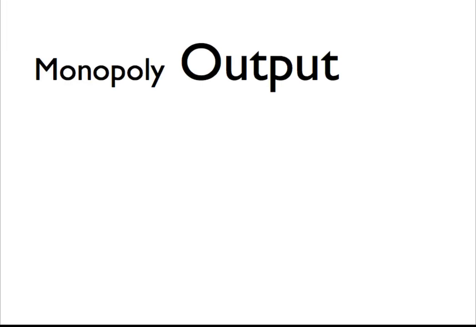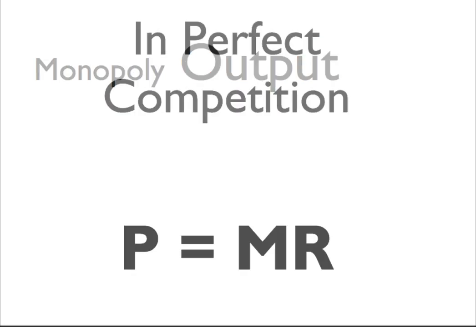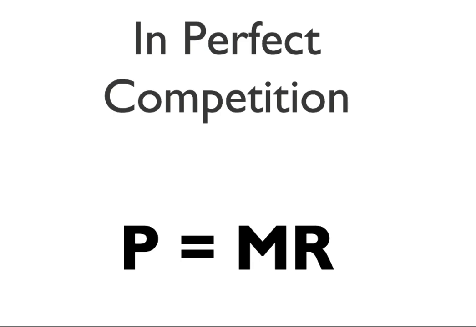What is the output difference between a perfectly competitive firm and one with market power, such as a monopoly? Well, it all comes down to the marginal revenue. For a perfectly competitive firm, marginal revenue is constant and equal to the price. Hence, the marginal revenue curve and the demand curve are one and the same.